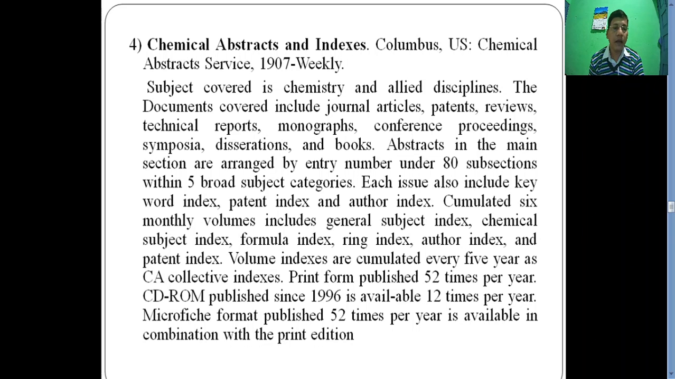Cumulated 6-monthly volumes include a general subject index, chemical subject index, formula index, ring index, author index, and patent index. Volume indexes are cumulated every 5 years as Chemical Abstracts Collective Indexes. The print form is published 52 times per year. The CD-ROM, published since 1996, is available 12 times per year. The microfiche format, published 52 times per year, is available in combination with the print edition.